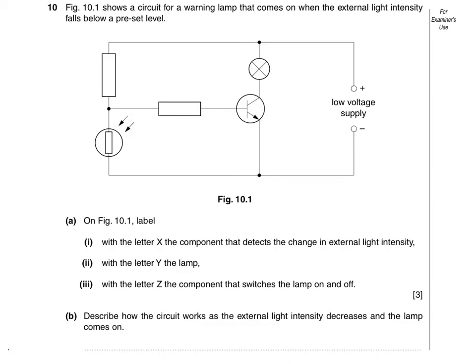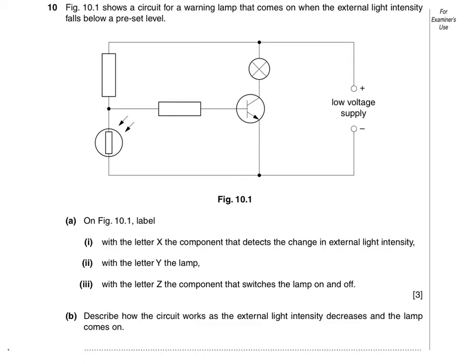As more light falls on the light-dependent resistor, we get a decrease in resistance. Okay, so when it's dark, the resistance of this thing is very, very high. That means that there's a big voltage difference between here and here. That means there's a big voltage difference between here and here. So the transistor turns on. Current is allowed to flow through here, through the bulb, and the bulb is on.